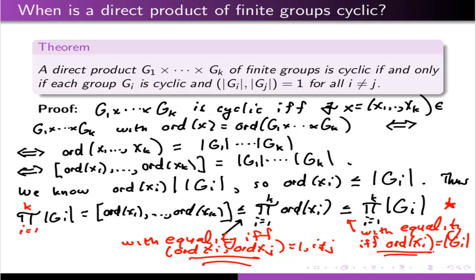So in summary, the Cartesian product is cyclic if and only if there exists some x such that we do have equality in the start equation, and that is equivalent to having both of these conditions being satisfied: that the orders are pairwise relatively prime, and that the order of xi is the cardinality of Gi. But what does that last statement say?